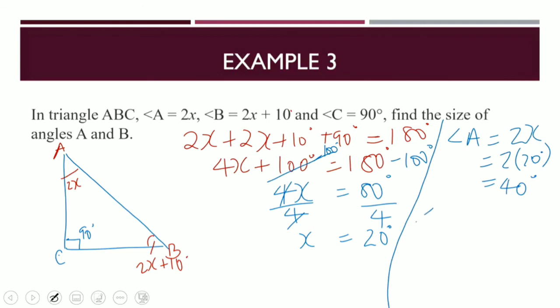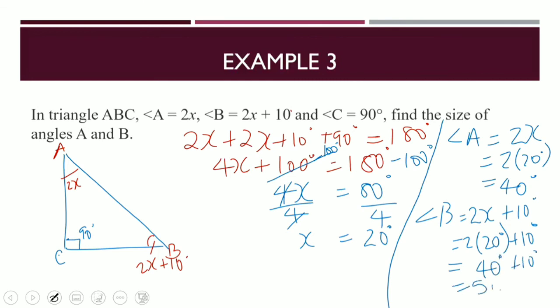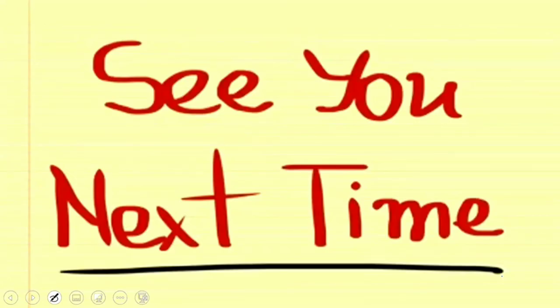And then we have angle B equaling 2x plus 10 degrees, which is going to be 2 times 20 degrees plus 10 degrees, which will give us 40 degrees plus 10 degrees, 50 degrees.